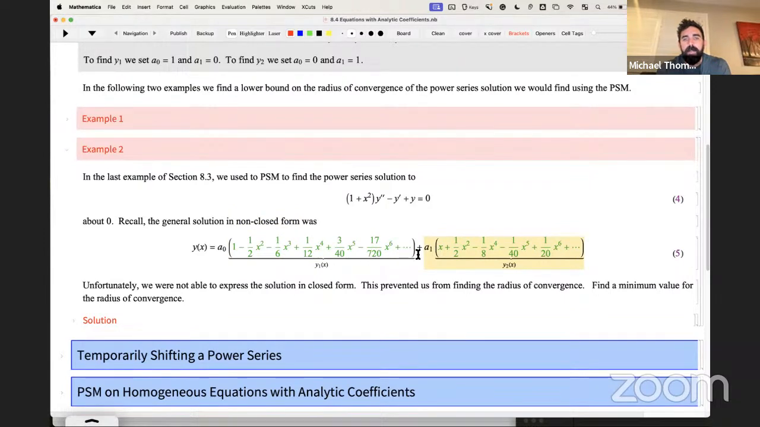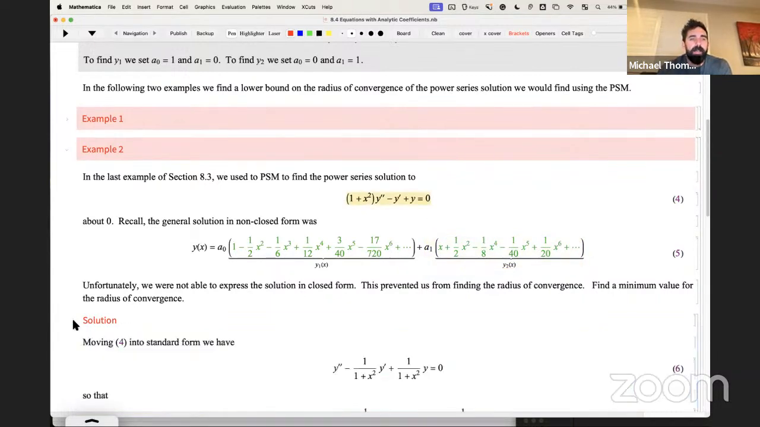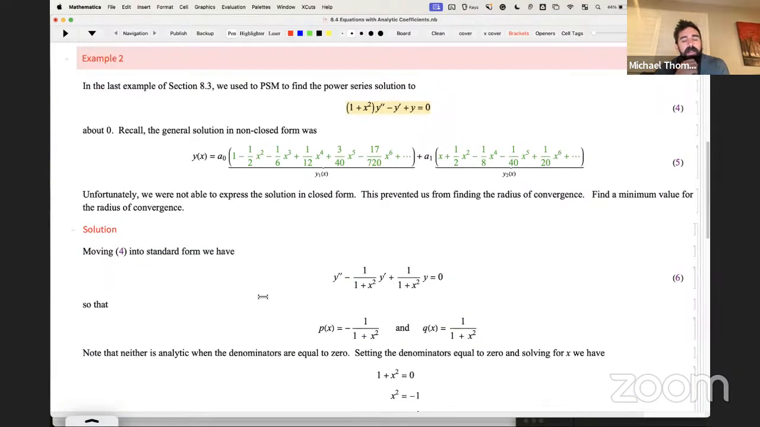It's a nice form when you have it separated like this, because it tells you the two linearly independent solutions you could use. That's a pair that would be linearly independent. So we weren't able to get the thing in closed form. So we couldn't find the radius of convergence for this thing. Let's use that theorem to find a minimum value for the radius of convergence. So this is really easy. You just take a look at your original differential equation and you find the singular points. So if you get the thing in standard form by dividing out by 1 plus x squared, then you're going to have this guy.